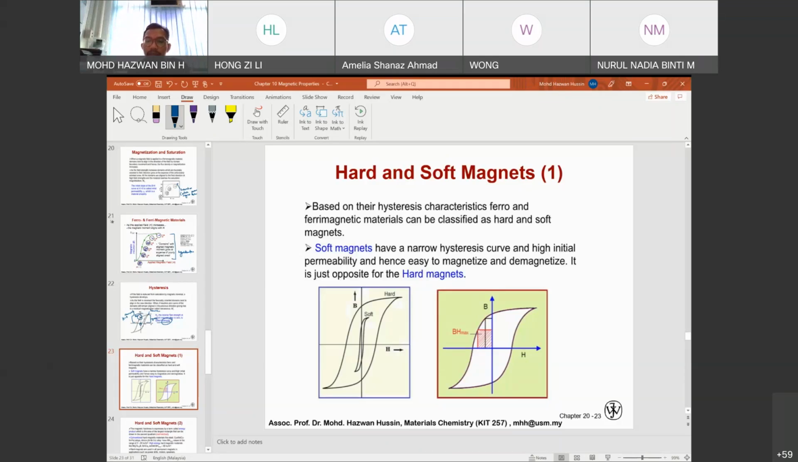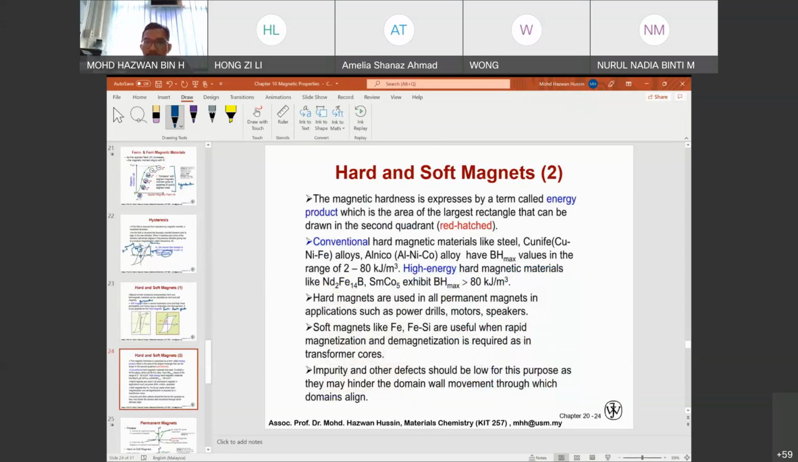Normally for hard magnets, the best examples are ferro- and ferric magnets. For soft magnets, this could be paramagnetic materials. Magnetic hardness is expressed by the term energy product, in which the area of the largest rectangle that can be drawn in the second quadrant.